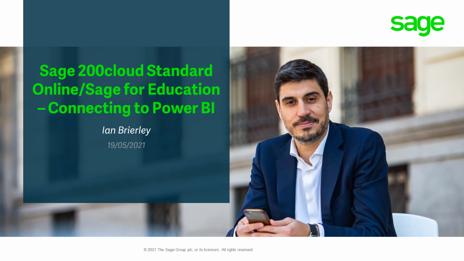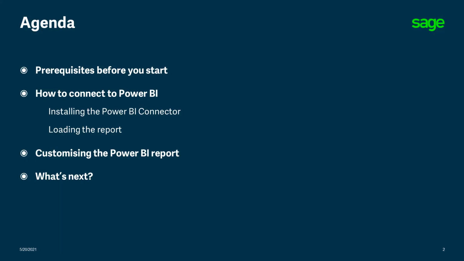Today we're just going to go through how to connect Power BI to your Sage 200 Cloud standalone or Sage for Education software. What we'll be doing is we'll be looking over the prerequisites before you start. We'll then look at how to connect to Power BI, which includes installing the Power BI connector and loading the custom report. We'll then look at customizing the Power BI report, and finally we'll finish off with what's next.